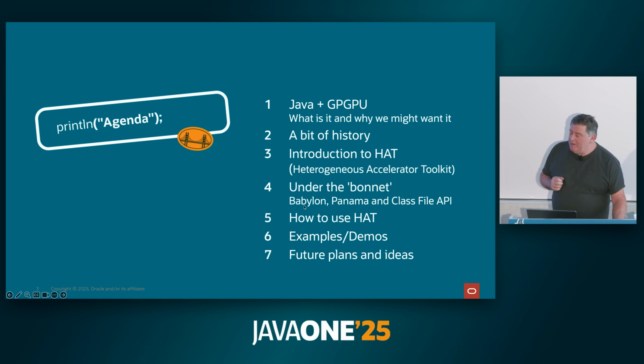This is what we're going to talk about. We're going to talk a little bit about Java plus GPGPU, what it is and why we might want it. Also, a little bit of history, an introduction to HAT. So Paul talked a little bit about HAT earlier when he was talking about Babylon and the AI technologies we were leaning on. And then under the bonnet, because obviously it's a HAT, we'll show you a little bit about how Babylon works, how we're using Babylon and Panama to actually get to the GPU.